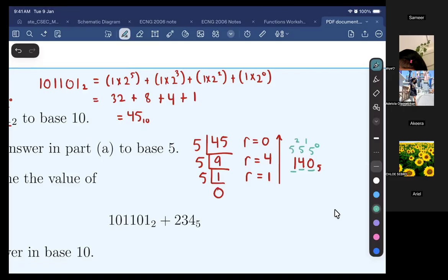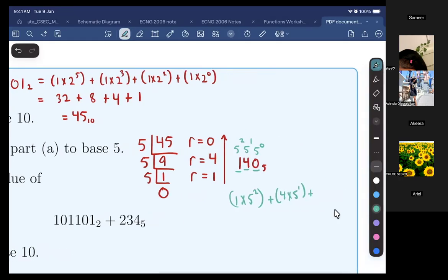Now, if this is correct, right, guys, we're supposed to get 45 in base 10. So let me see. That'll be 1 by 5 squared, and then 4 by 5 to the power 1. Plus what?